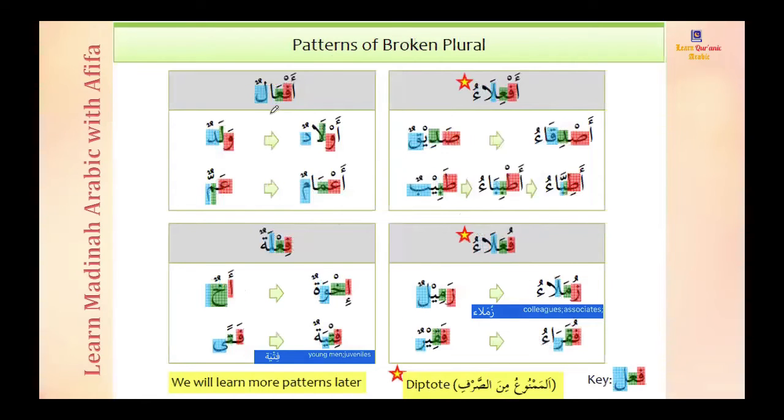So here are more. Afa'alun, this pattern. See, waladun, awladun, with the hamza in the beginning. Awladun. It follows this pattern. Again, sound it out. Afa'alun, awladun. Ammun, a'mamun. Here's another one. Af'ila'u. So, sadiqun, asdiqa'u. Tabibun, atibba'u.